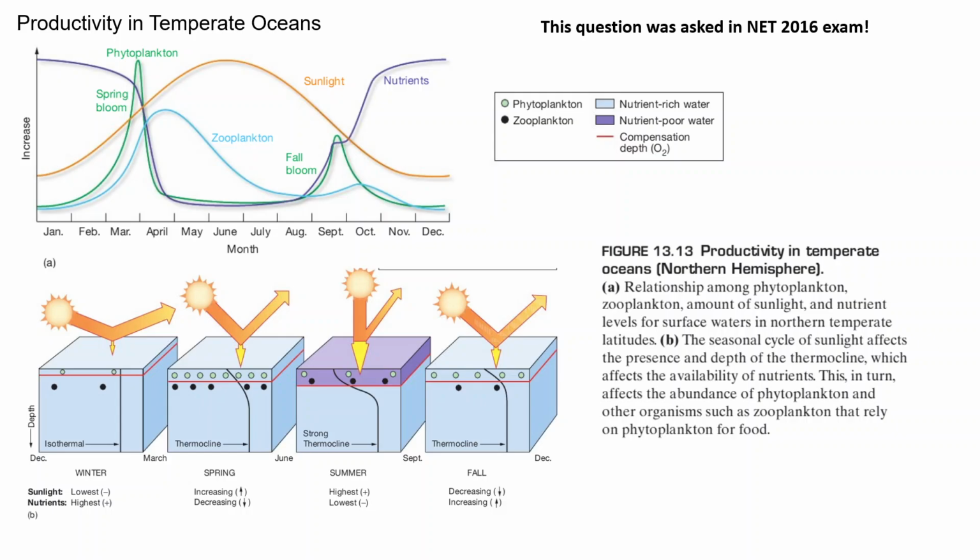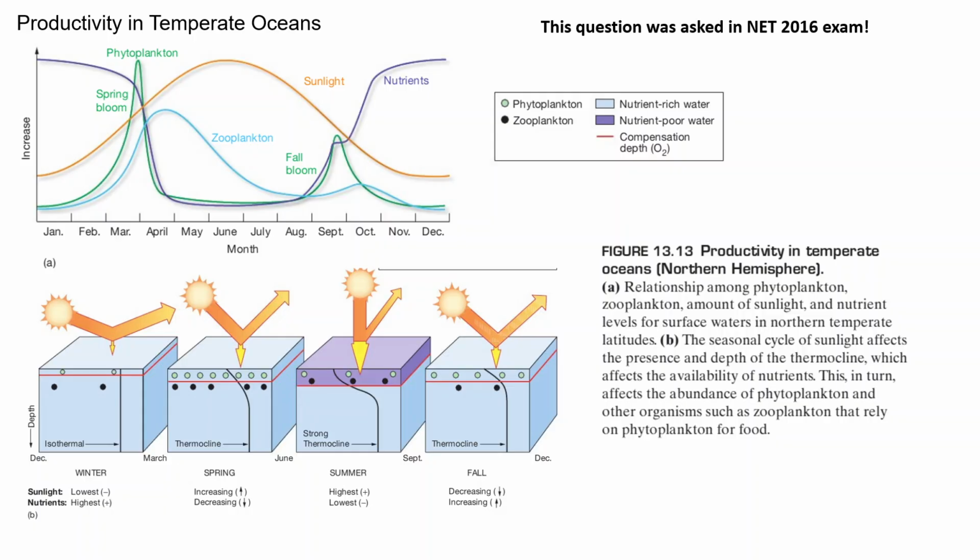Now, this plot might look like a very complex thing to you, but it's not that difficult. In the June 2016 NET exam MCQs, this diagram was given as such, and it was asked which latitudinal zone in the oceans does this diagram represent? So its answer will be the temperate ocean.